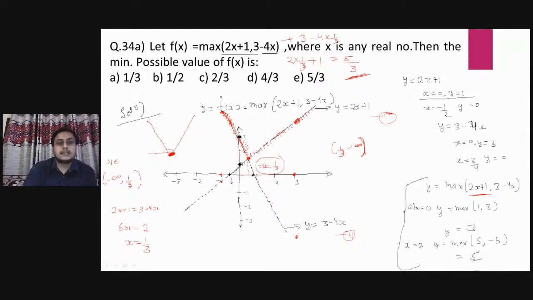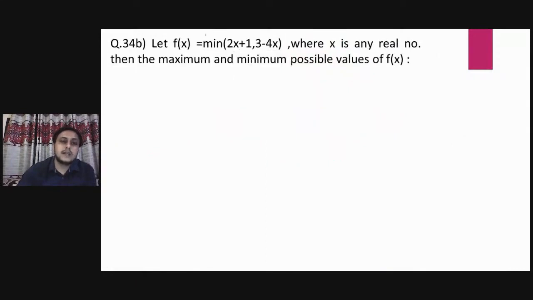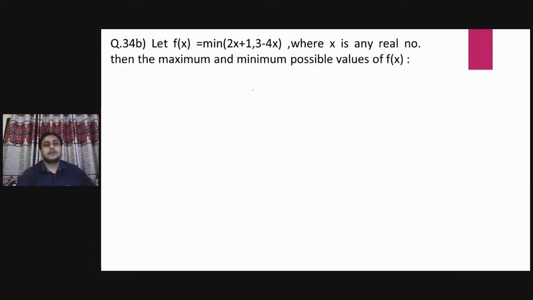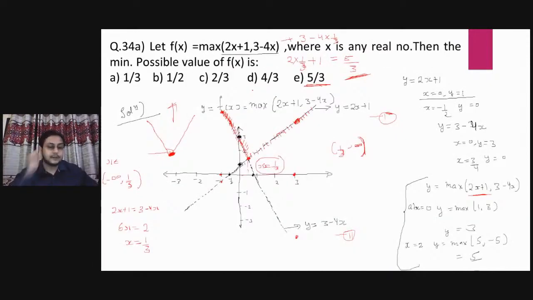So similarly guys, the next question is fx equals to minimum of 3 minus 4x. And one more thing, if the question is like x is any real number, then the minimum possible value of fx is 5 by 3, and maximum value is infinity. From where to where? 5 by 3 to infinity. So the maximum possible value answer should be plus infinity, right? For this one. So guys, this is same as the last one.